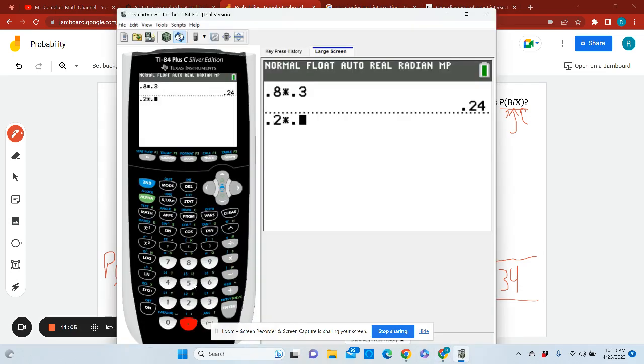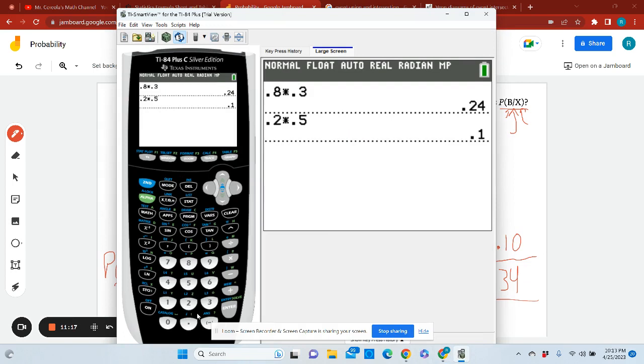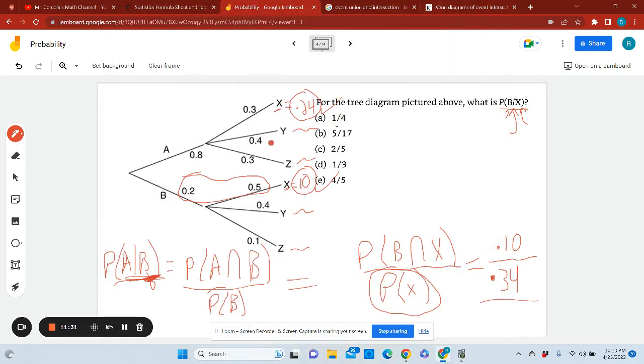0.2 times 0.5 gives me 0.1. So we're looking at 0.10 out of 0.34, which is not a fraction that they give us here. So I'm going to do 0.10 divided by 0.34. I'll use my calculator. I'll hit math, fraction, and I see we're going to get 5/17. So it has to be B.